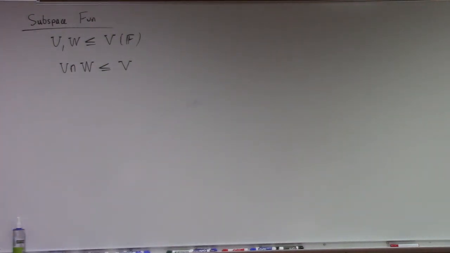This is a homework problem you have. Prove that the intersection of two subspaces is a subspace. You already turned the homework in, right? So what's the proof? Zeros in both.